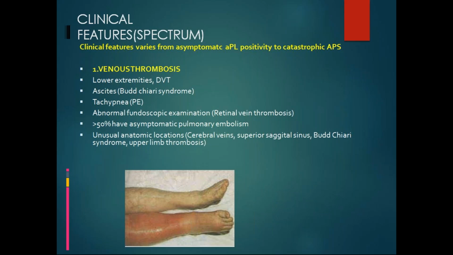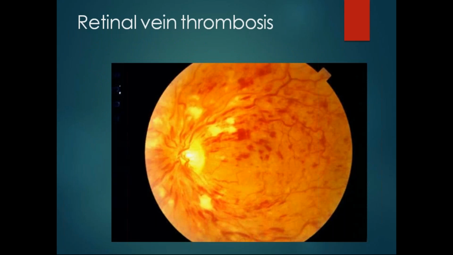So Budd-Chiari syndrome is an entity that you must know, and it refers to hepatic vein thrombosis. Whenever you suspect Budd-Chiari syndrome as well, you should know that there can be an underlying antiphospholipid antibody process happening there. So these are the consequences of venous thrombosis. This is how retinal vein thrombosis can look in a fundus examination.